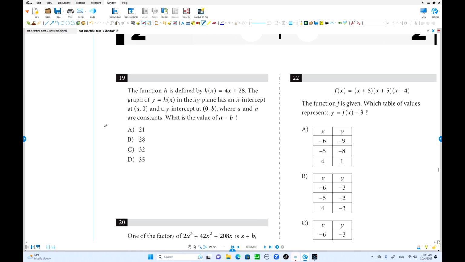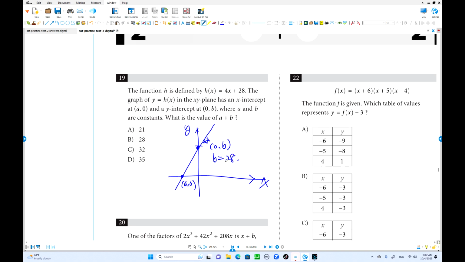Here is number 19. So we have h of x is 4x plus 28. This graph looks like this one. This is the 28 y-intercept. The slope is about 4x. This is the x-intercept, this is the y-intercept. This is (a, 0). This is (0, b), okay? b equals 28. We already got this one.